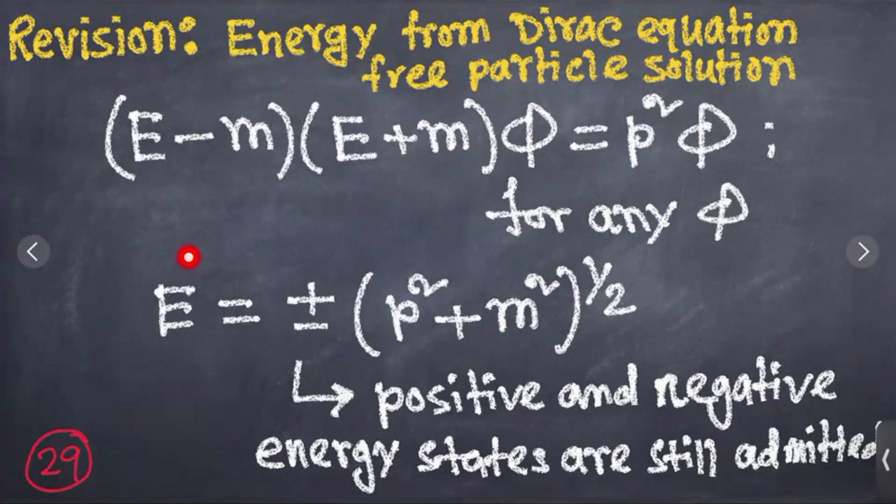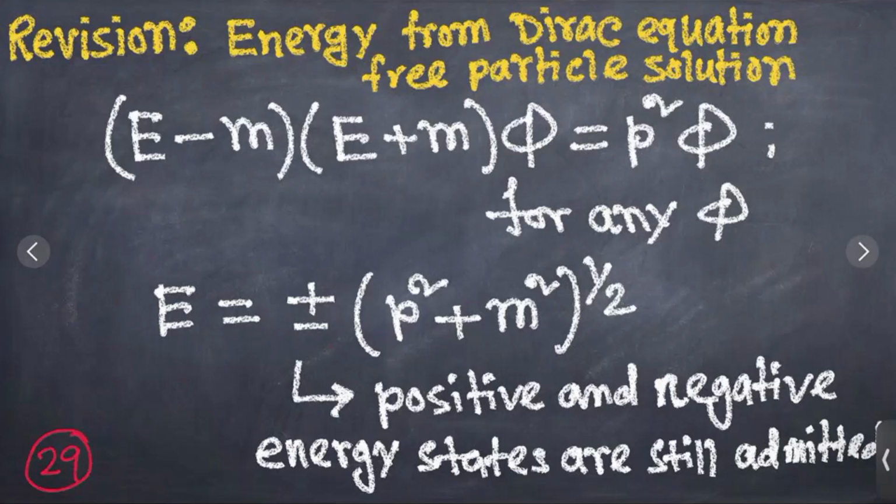So what is the possible solution of energy we get from the Dirac equation free particle solution? Again, we get two possibilities, plus and minus. So the possibility of negative energy is still valid when we try to solve the single particle or free particle solution of the Dirac equation.